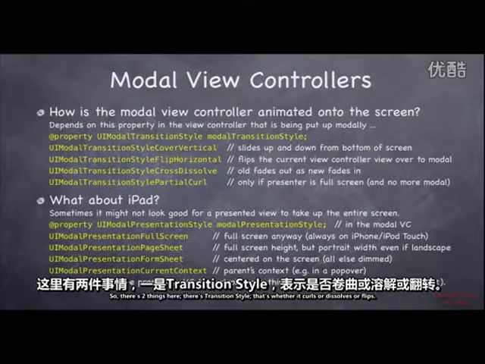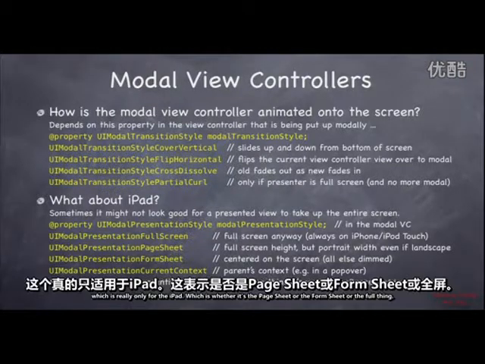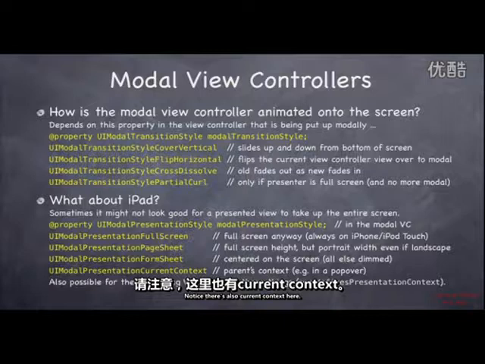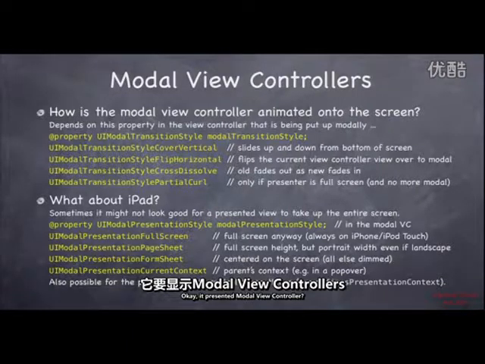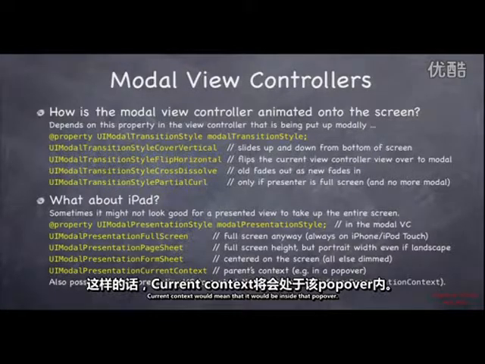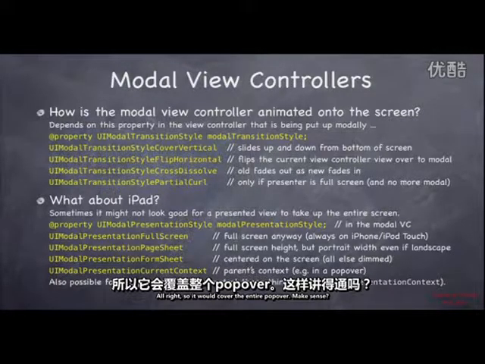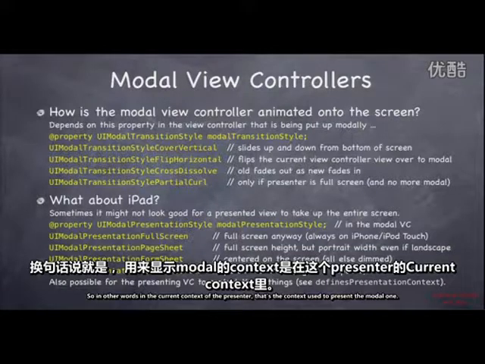So there's two things here. There's transition style, that's whether it curls or dissolves or flips, and then there's presentation style, which is really only for the iPad, which is whether it's the page sheet or the form sheet or the full thing. Notice there's also current context here. If you had a view controller that was currently sitting in a popover and it presented something modally, current context would mean that it would be inside that popover. So it would cover the entire popover. Does that make sense? In other words, in the current context of the presenter, that's the context used to present the modal one. So that's what that one is.